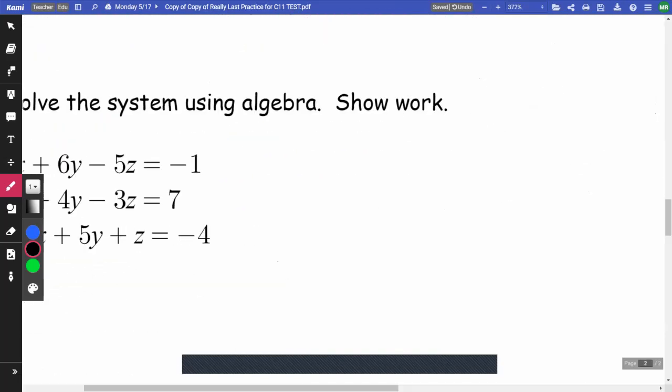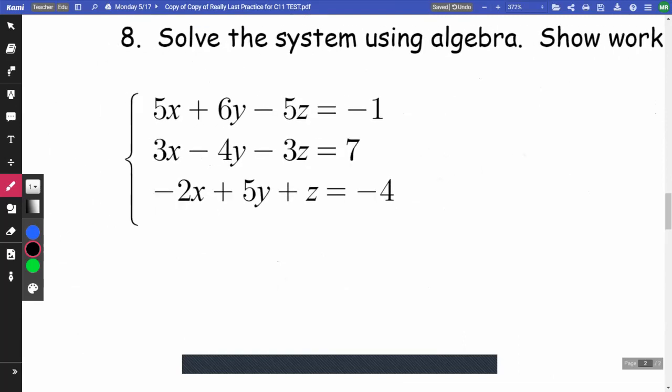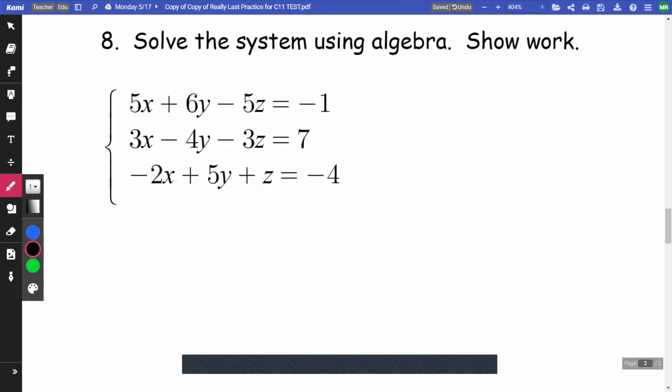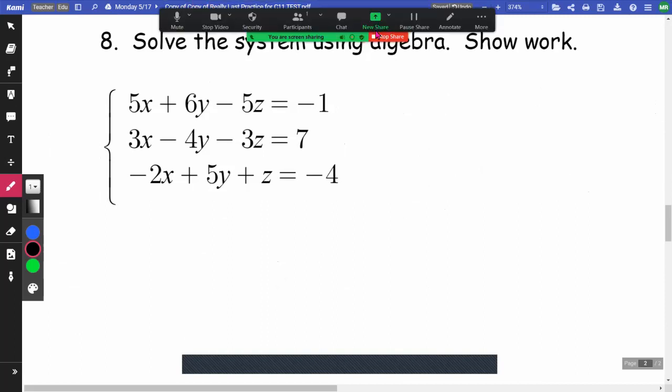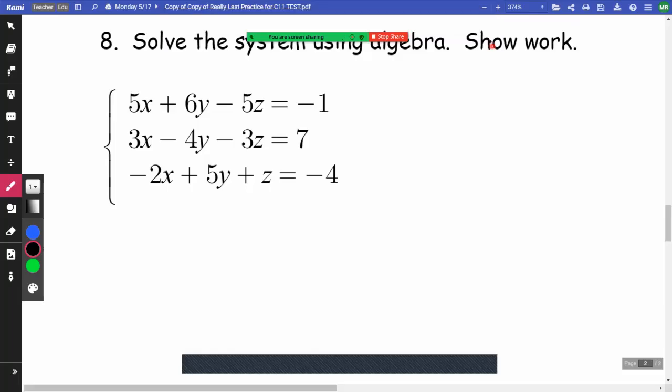Okay, on this one, system. So for this, we've got to figure out if we want to eliminate our x's, our y's, or our z's. And let me label each of these.